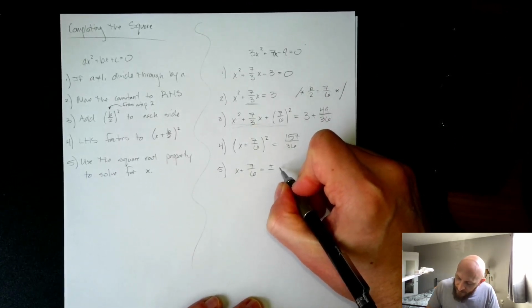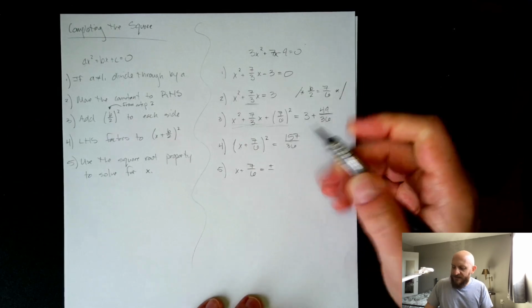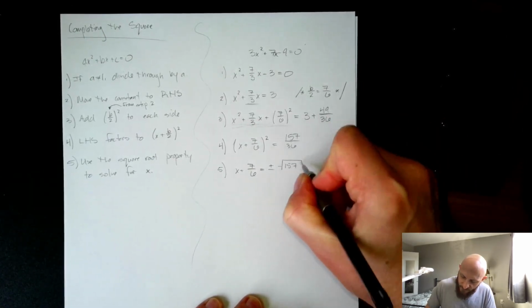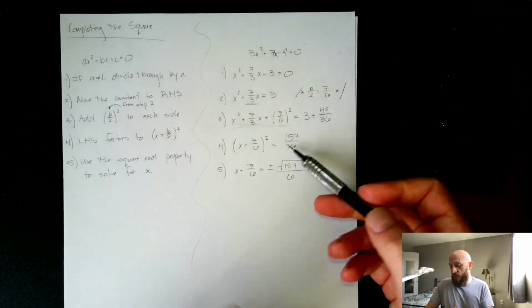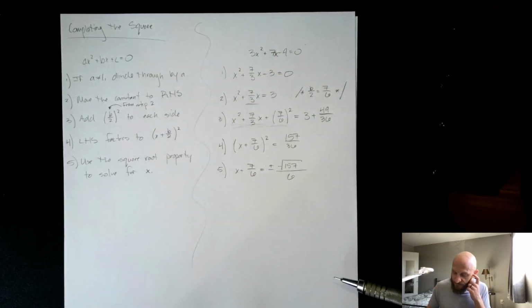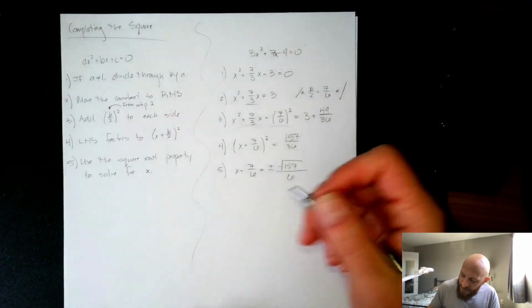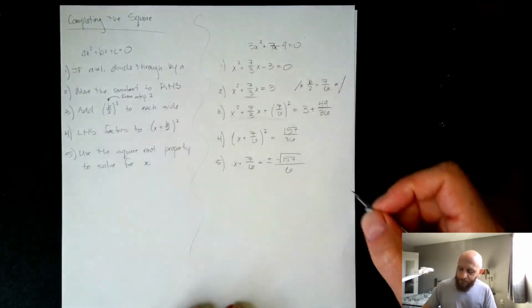So it's going to become the square root of 157 over 36. Just to avoid this becoming an insanely long video, that's going to become root 157 over 6. The square root of 36 is 6. And 157, I don't know, maybe it can be simplified. Actually, maybe not. I have a feeling that can't be simplified.